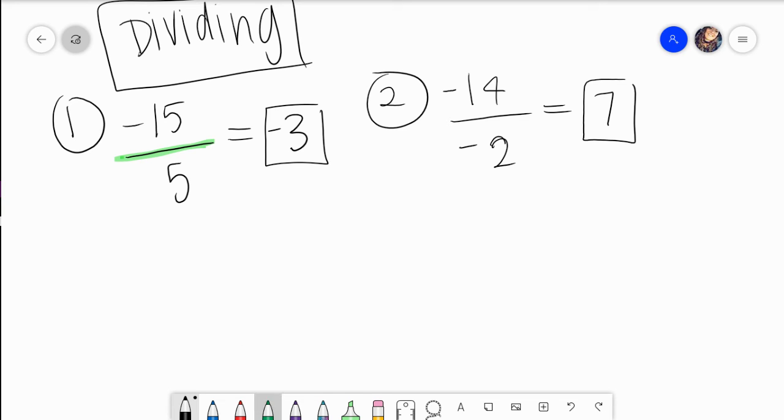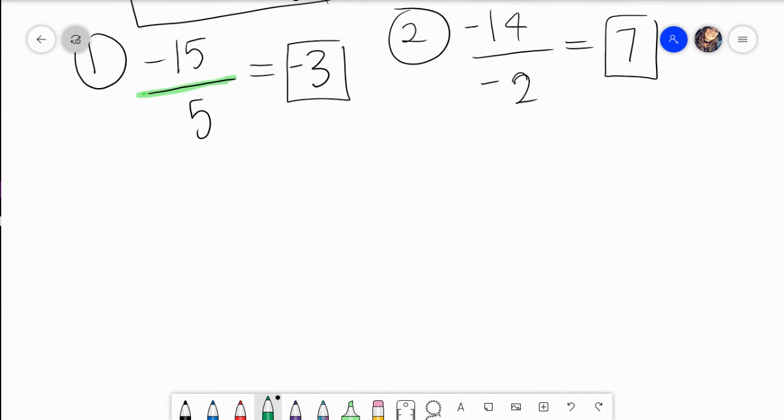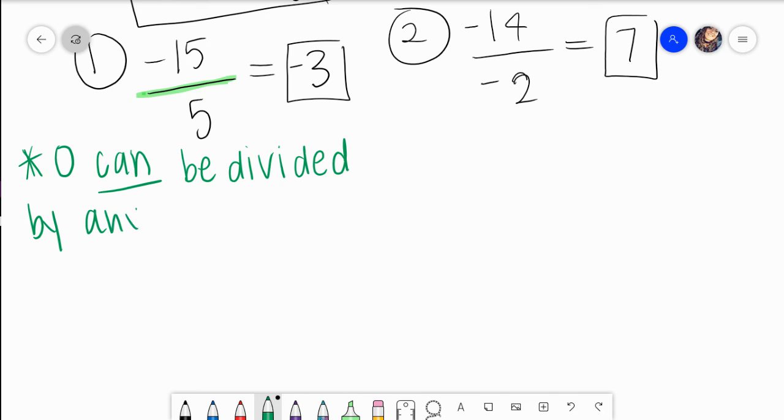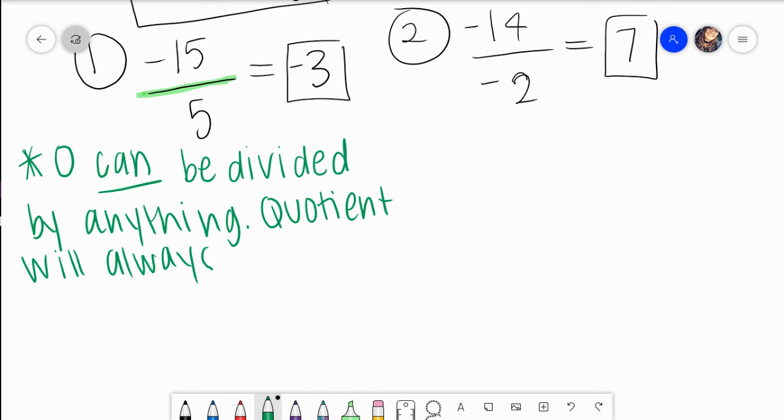Okay, so just like I had before, there is a little note with the division part of this homework. And my note is 0 can be divided by anything, period. Quotient. That's basically a fancy word for the answer to a division problem. The quotient will always be 0. In other words, the answer always equals 0, okay? So that's literally 0 divided by anything will always be 0.